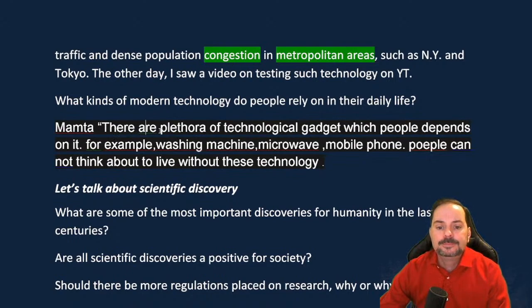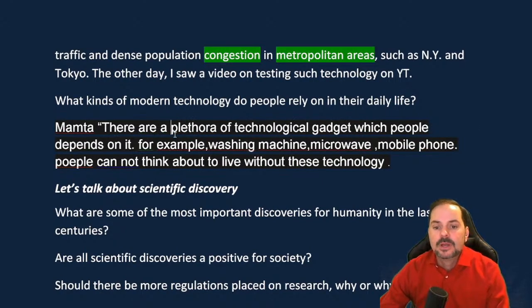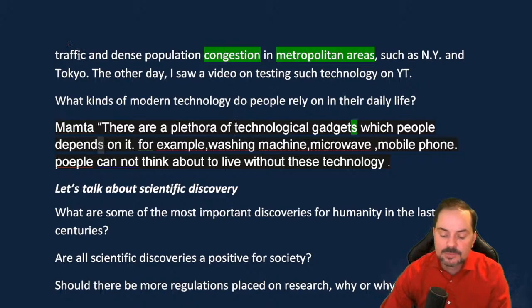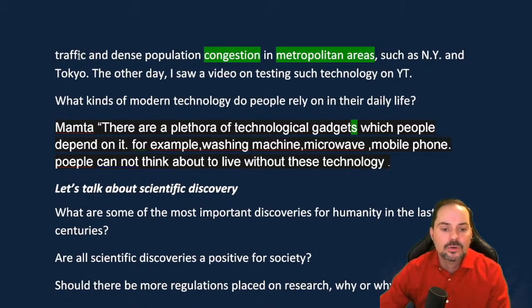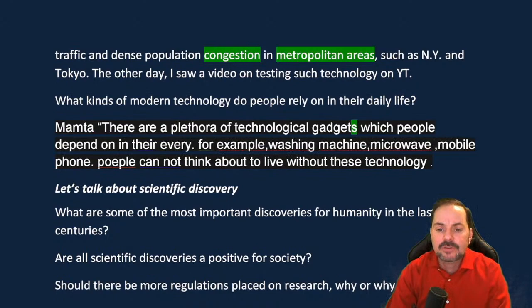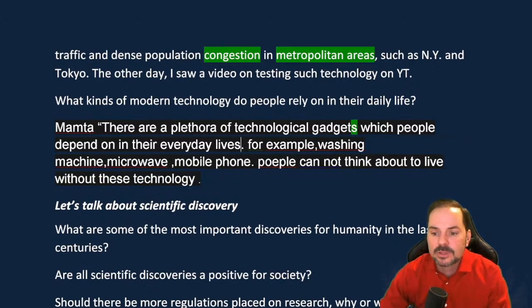They're like, hey, there's some mistakes here. So there are a plethora. Okay, the reason why we say a plethora is because plethora is one unit here. There are plethora of technological gadgets, okay, because it's many gadgets. You're saying plethora of gadgets. So you have to have gadgets, which people depend. There, because people are plural, you do not use the S, okay? So you take out that S. Depend on it. It doesn't make sense here. You need clarity. So depend on in their everyday lives. Okay, plural again.